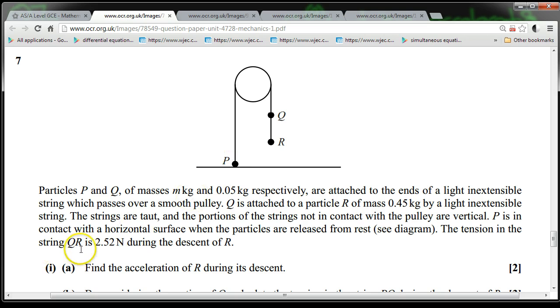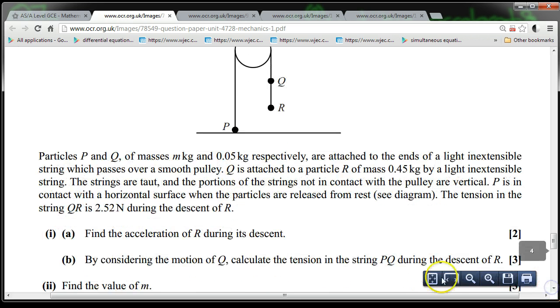The tension in the string QR is 2.52 newtons during the descent of R. Find the acceleration of R during its descent. By considering the motion of Q, calculate the tension in the string PQ during the descent of R. Find the value of M.